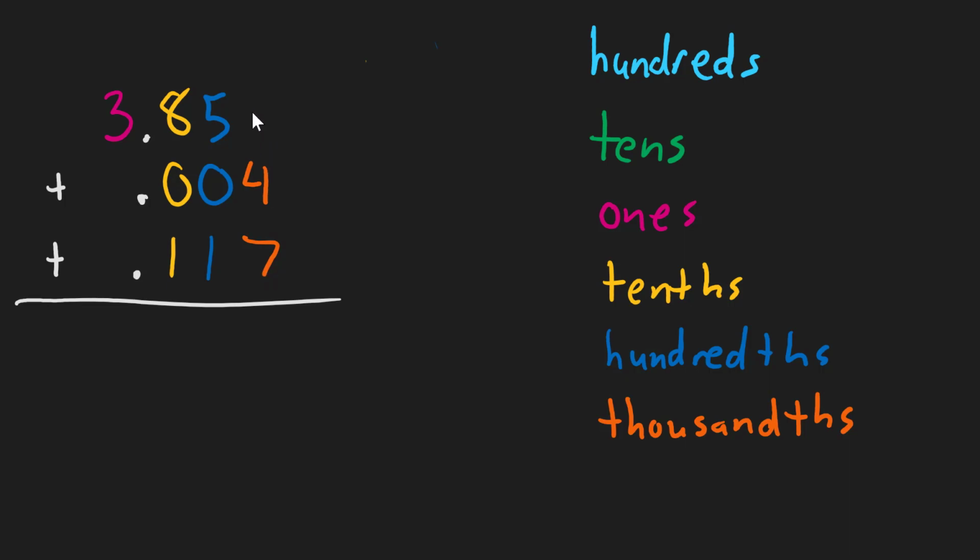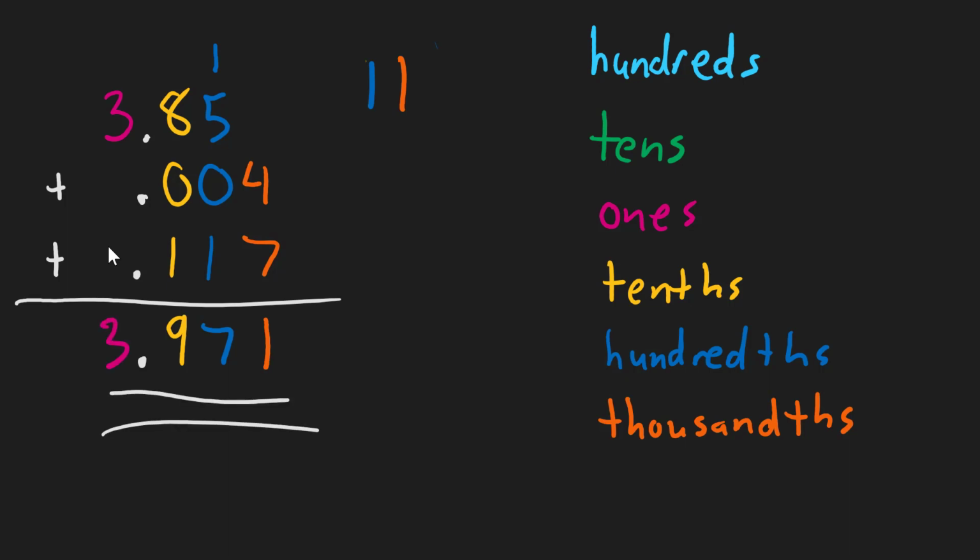So we have nothing plus 4, which is 4, plus 7, which is 11. So we'll write this 11 up here just to make a note of it. So we're going to write the 1 here in the thousandths place and carry over the other 1 into the hundredths place. And then in the hundredths place, we have 1 plus 5, which is 6, plus 0, which is 6, plus 1, which is 7. And then in the tenths place, we have 8 plus 0, which is 8, plus 1, which is 9. And then in the ones place, we have 3 plus nothing, which is just 3. And so the answer is 3.971.